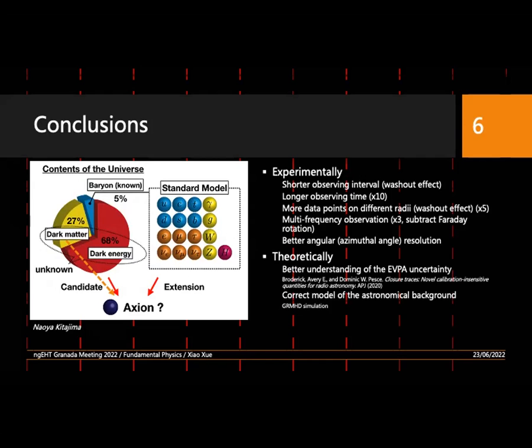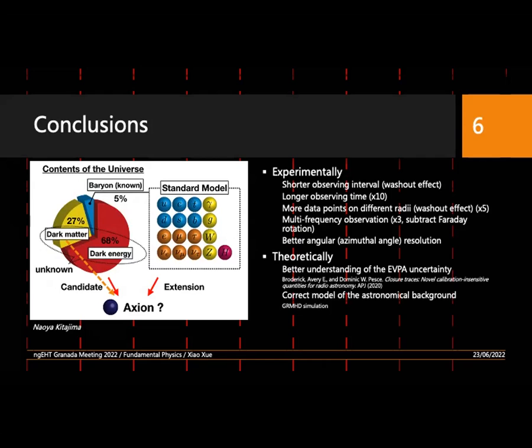So why axion is so special is a very good thing. If EHT and ngEHT can find axion, it can be a very, very good thing. And if we can be the first experiment to find axion, it can be even greater. And also to do this, there are also other improvements that we can make.